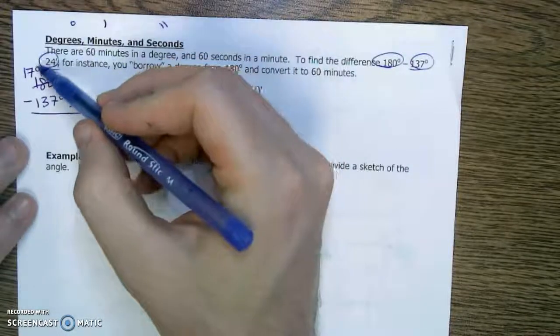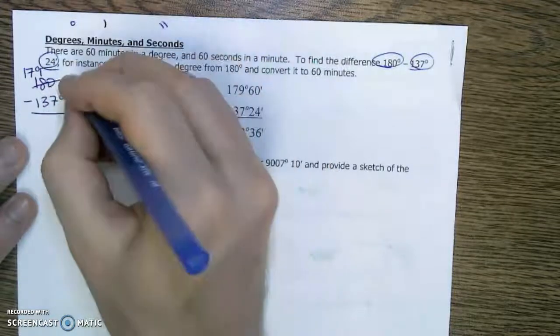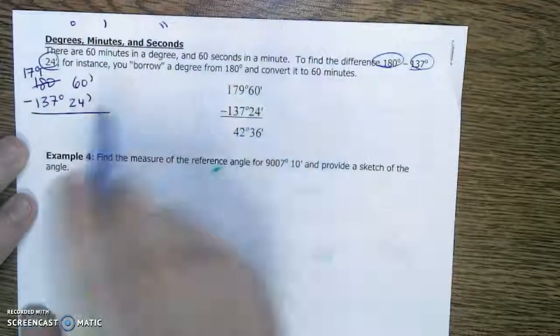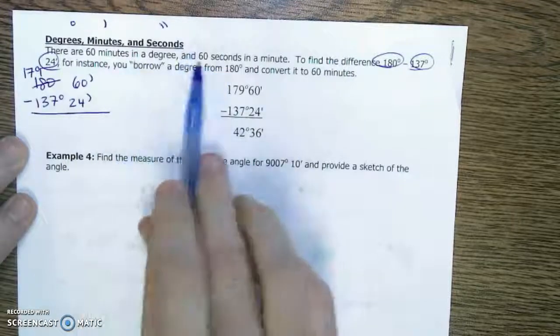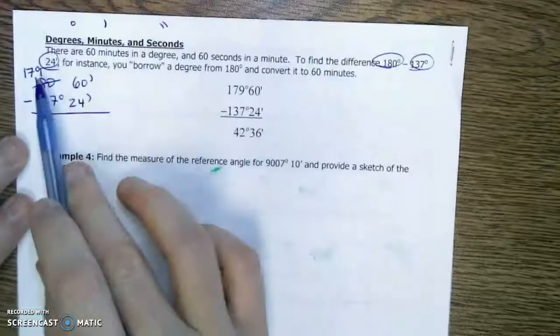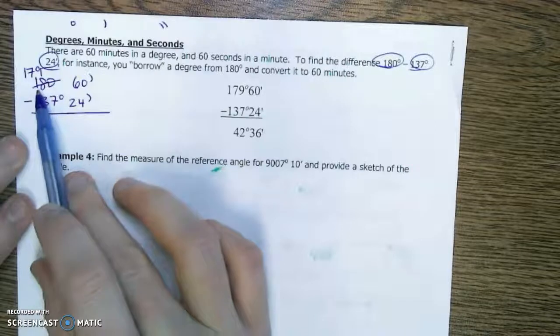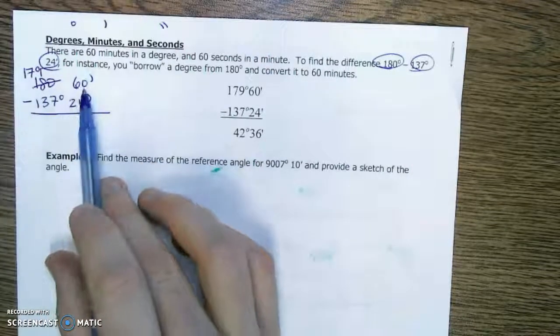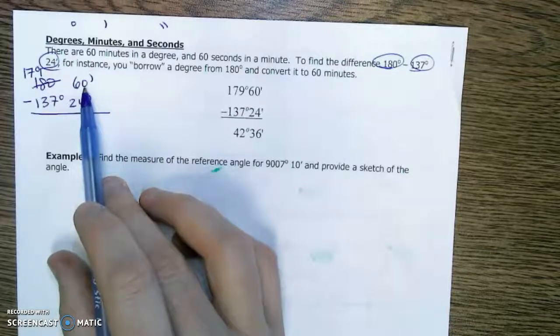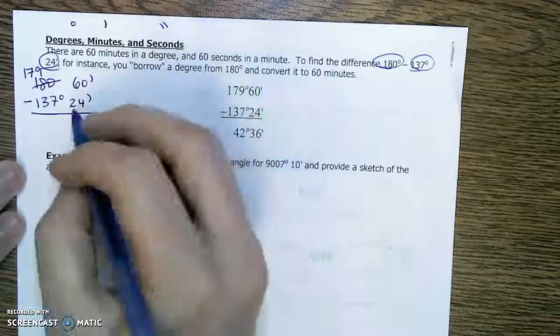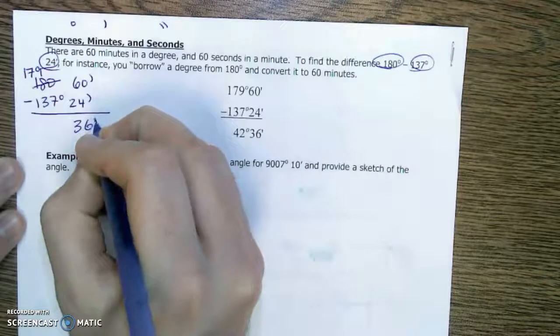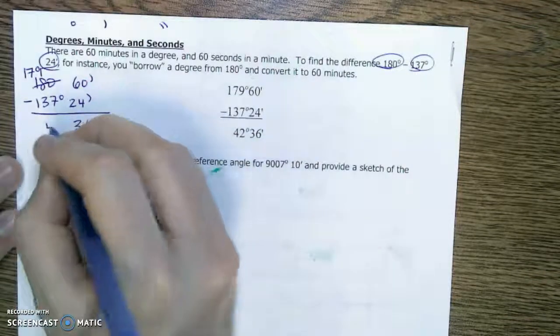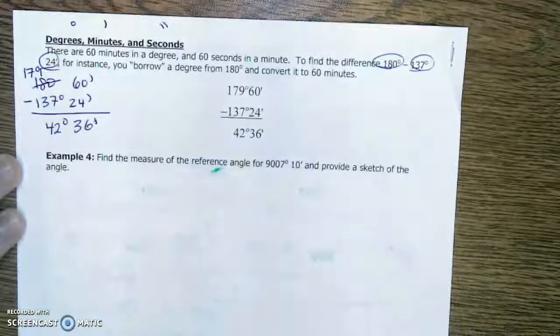Now, when you borrow a degree, that only gives you 60 minutes. There are 60 minutes in a degree, 60 seconds in a minute. So we borrowed 1 degree, so it went down to 179. And instead of a 10, like usual, that gives us 60. And now we can subtract down, and we end up getting 36 degrees and 42 minutes. And so that is an example for finding a reference angle.